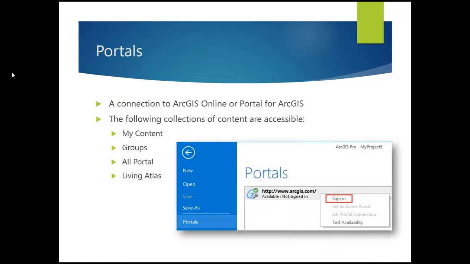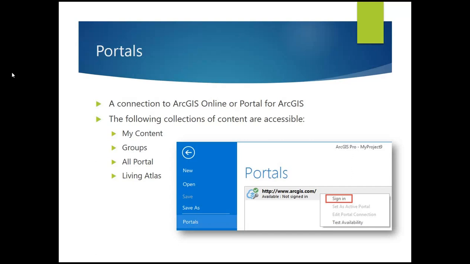With ArcGIS Pro, you now have access to portals where you can retrieve your datasets to use in your project. When you're connecting to a portal, you're simply connecting to ArcGIS Online or Portal for ArcGIS. The following collections of content are accessible via these portal connections: My Content, Groups, All Portal, or the Living Atlas layers that Esri provides for you to use. This gives you the freedom to bring in existing data that you already have published rather than having to recreate the entire dataset in ArcGIS Pro. Sam will go through this part in the demo of how to sign in to your portal in ArcGIS Pro.